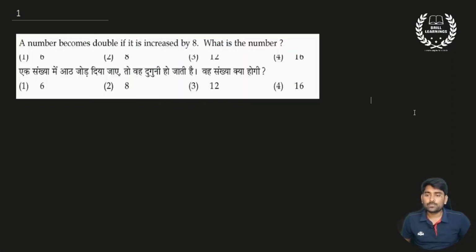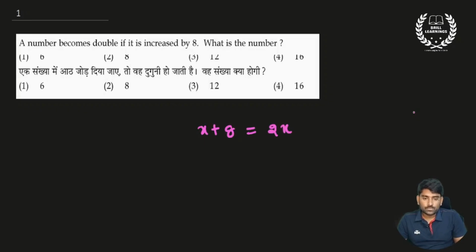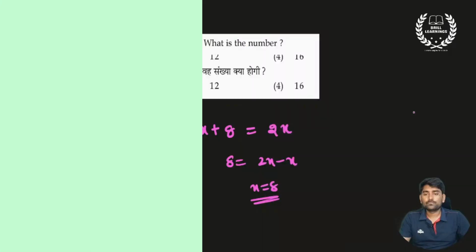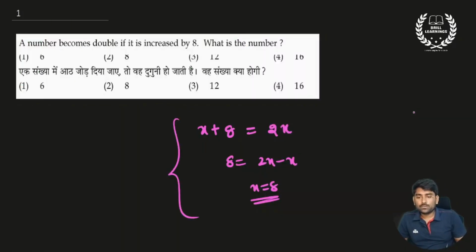A number becomes double if it is increased by 8. What is the number? If I have initially x and 8 is increased, then it will become 2x. This is our equation: 8 is equal to 2x minus x, so x is equal to 8. This is our traditional approach. But actually, for this kind of question, the answer is the same number which is increased in the question.